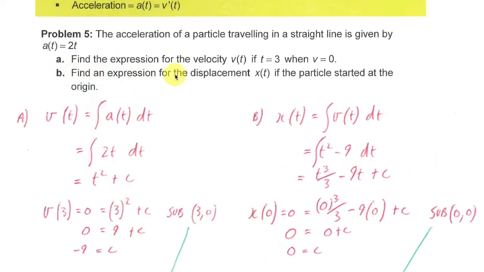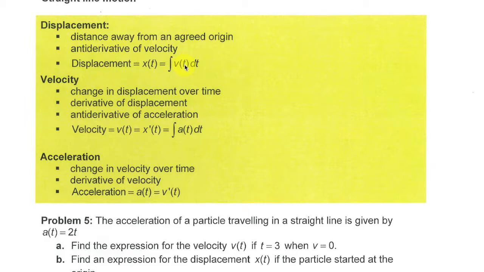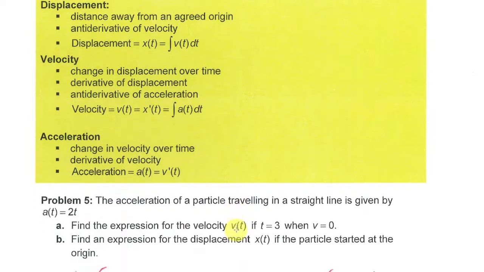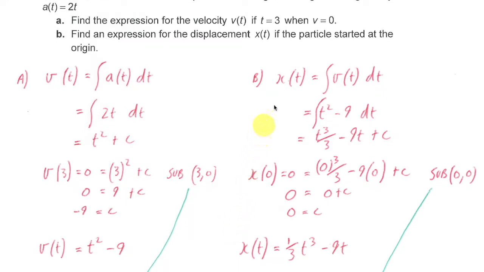B, find an expression for the displacement. We know that the displacement is simply the antiderivative of velocity. So now I can take my found velocity rule and work out the antiderivative of that. So displacement is going to equal the antiderivative of velocity. So it's the antiderivative of t squared minus 9. And here is my displacement rule, again with a c.